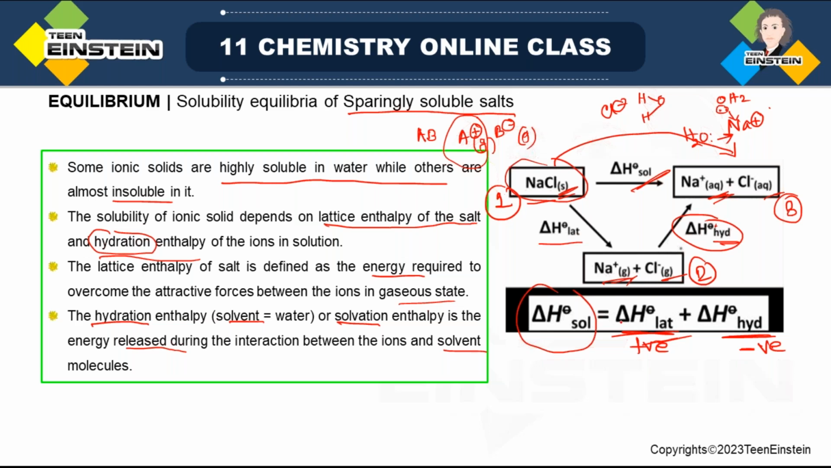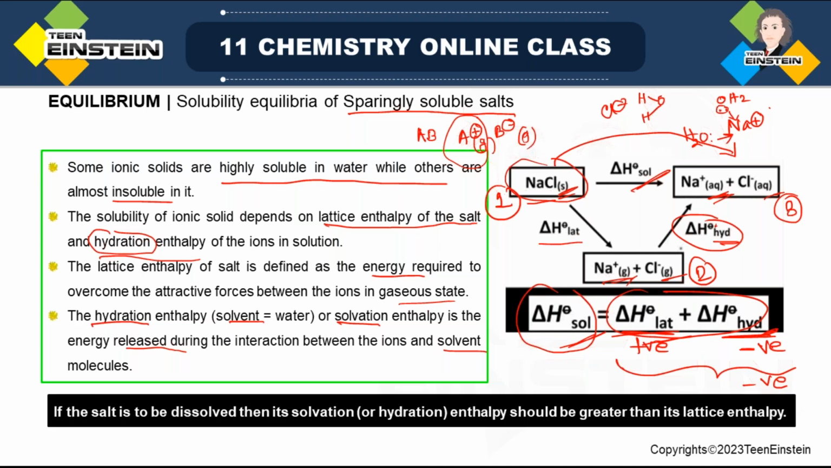Now the overall process, ΔH sol, is the summation of these two quantities. Obviously, if the numerical value of ΔH lattice is lesser than ΔH hydration, then only this overall quantity will also be negative. That means ΔH solution, in that case, will be negative. Okay. Now when this ΔH solution is negative, then only solubility of the salt is possible, otherwise it will not be. So the more it goes towards positive value, the more the solubility will gradually decrease.